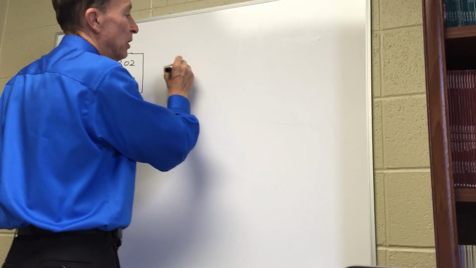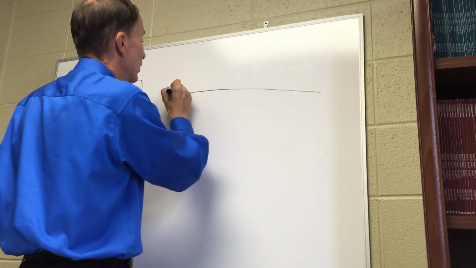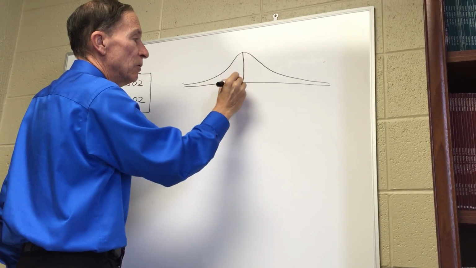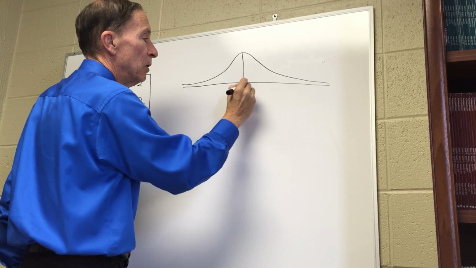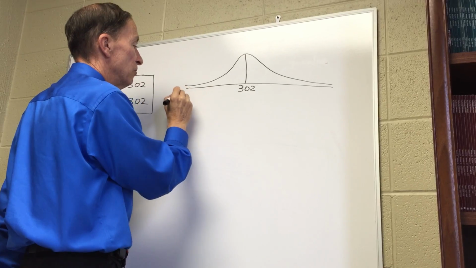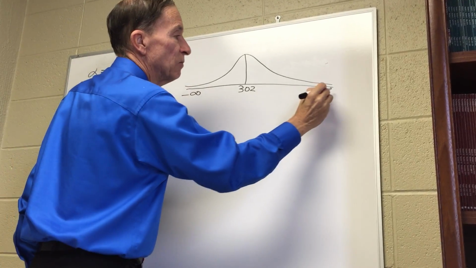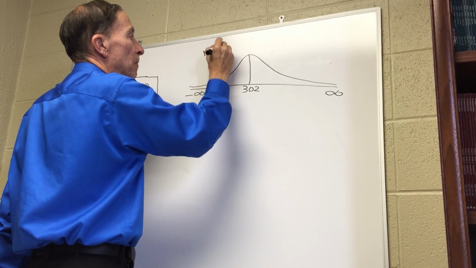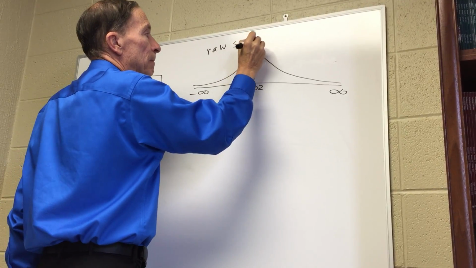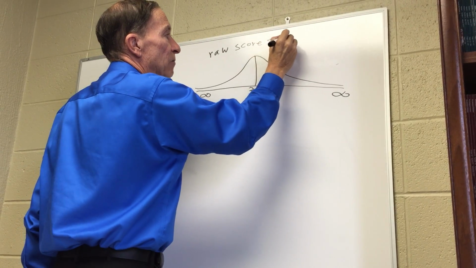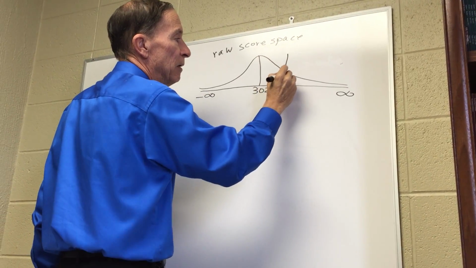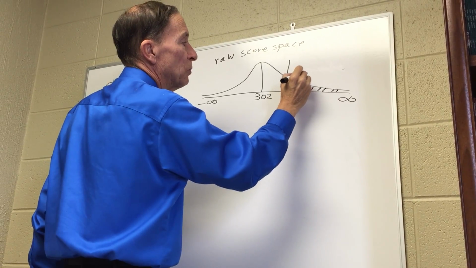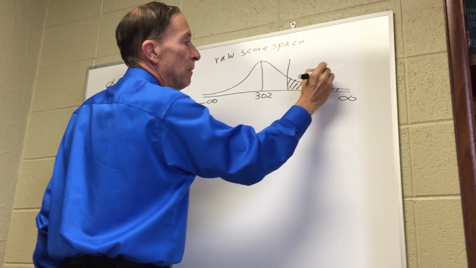Next, we want to look at raw-score space. We have a bell shape that's centered around 302. It goes from minus infinity to plus infinity, and this is raw-score space. And then we have an alpha here, where alpha is equal to 0.05.